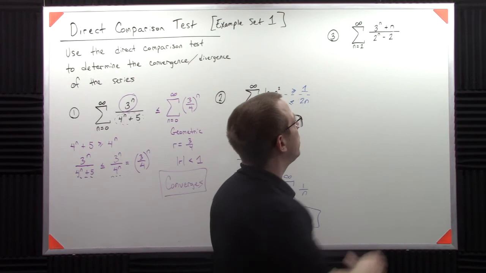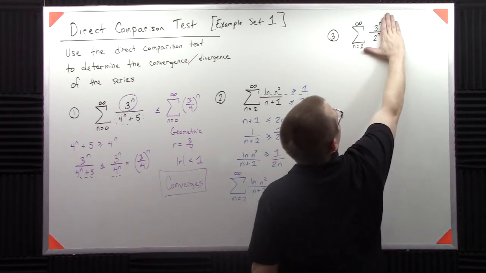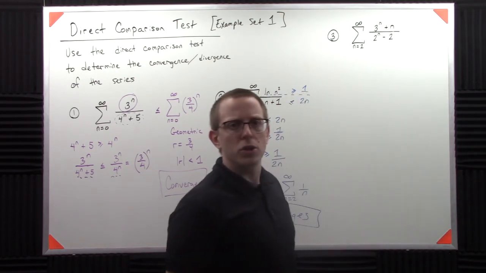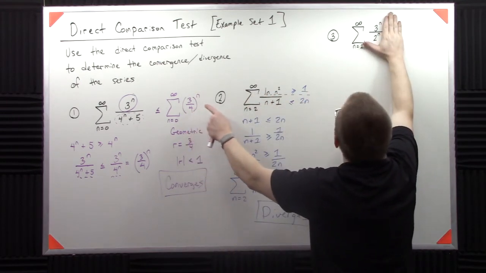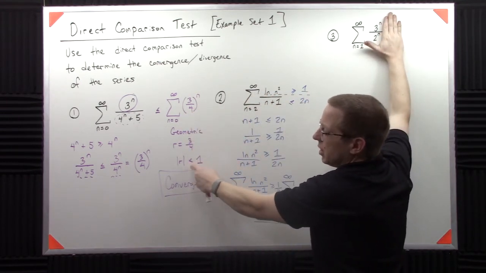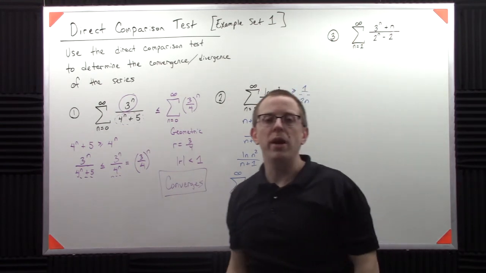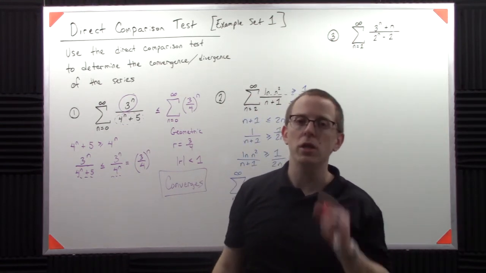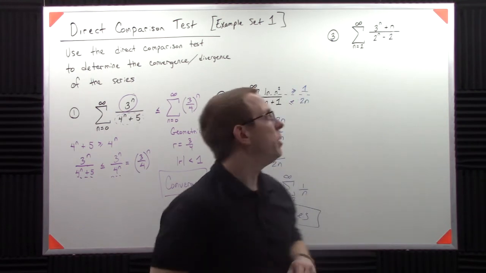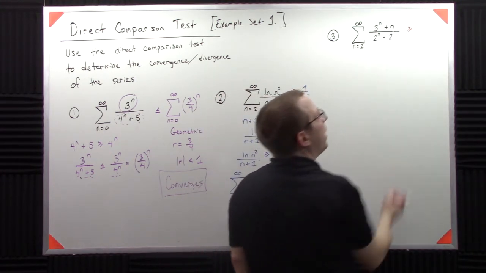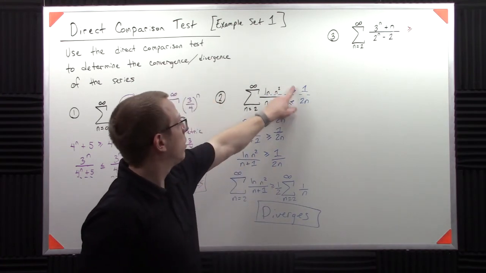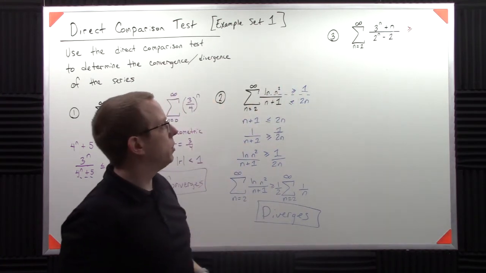Well, if I look at this, that's going to be divergent, because that's going to be geometric, but 3/2 is larger than 1. 3/2 is greater than or equal to 1. So that's going to be divergent. So what that tells me is that, overall, that needs to be my inequality direction, right? It's a greater than or equal to.